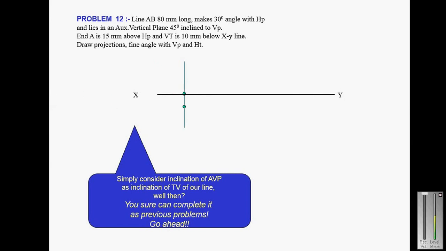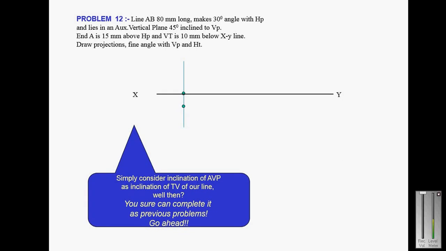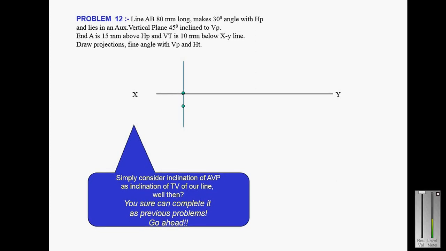So this is another problem. Line AB is 80 mm long, so the true length is 80 mm, and it makes an angle of 30 degrees with the horizontal plane, so theta is 30 degrees, and lies in an auxiliary vertical plane inclined 45 degrees to VP. An auxiliary vertical plane is a plane which is inclined to the vertical plane, and that angle is called beta. Beta is 45 degrees. And A is 15 mm above HP. So A is either in the first quadrant or the second quadrant, and the vertical trace is 10 mm below the XY line. So draw the projections and find the angles with the VP and HP.